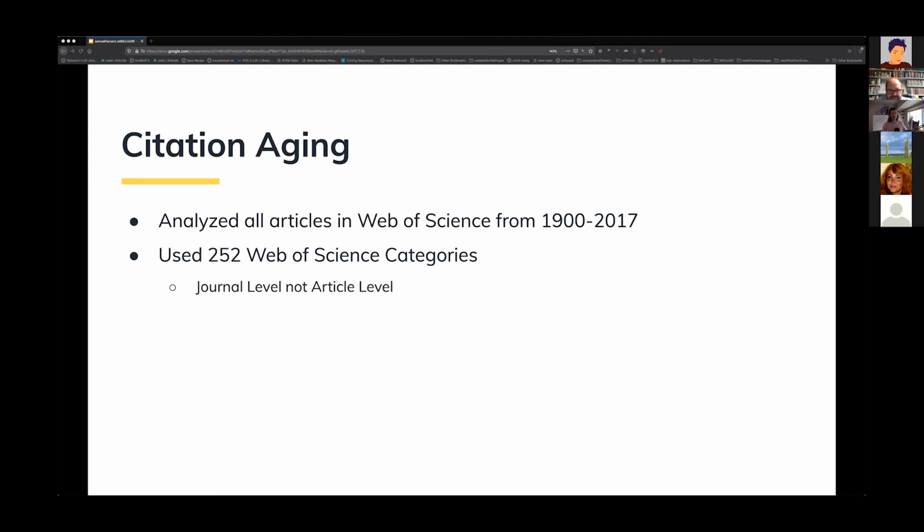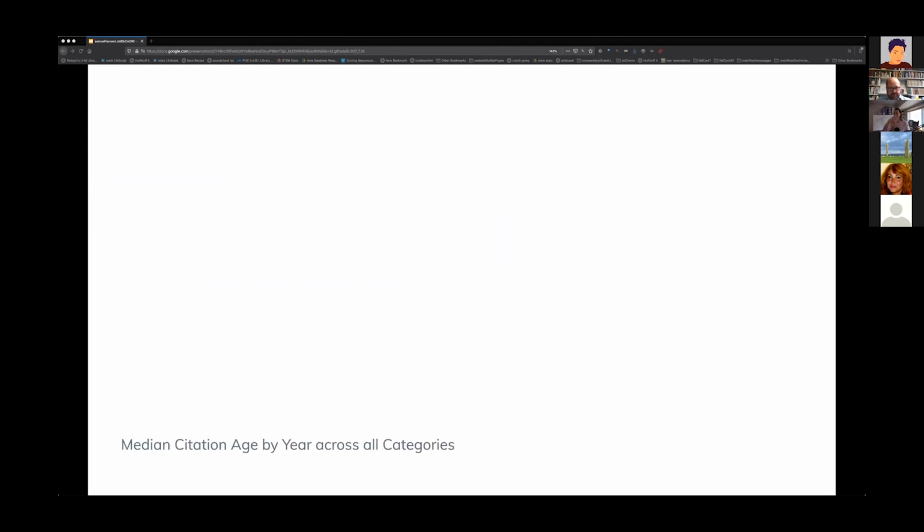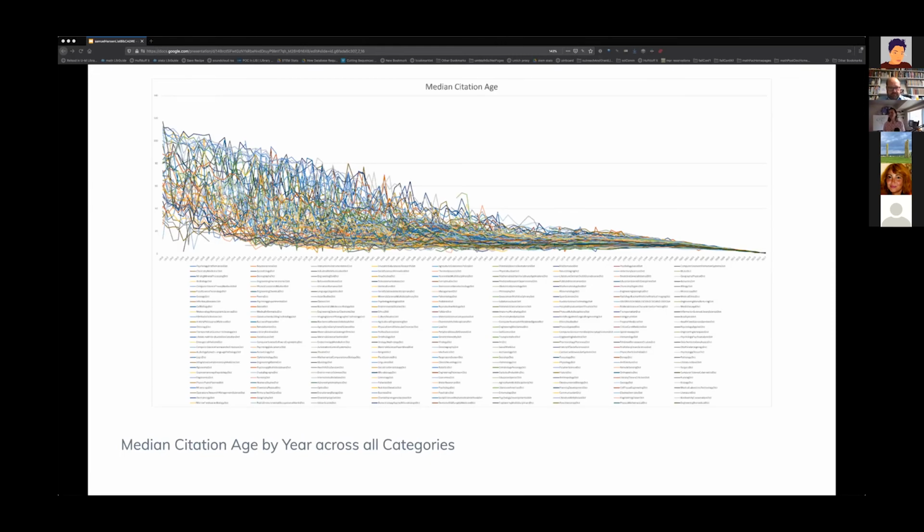And let me just say, this is just incredibly overwhelming. That's the median citation age. Anyone able to get anything from that? I mean, other than older papers have an older median citation age. So I decided, looking at everything at once, maybe not my best plan ever.